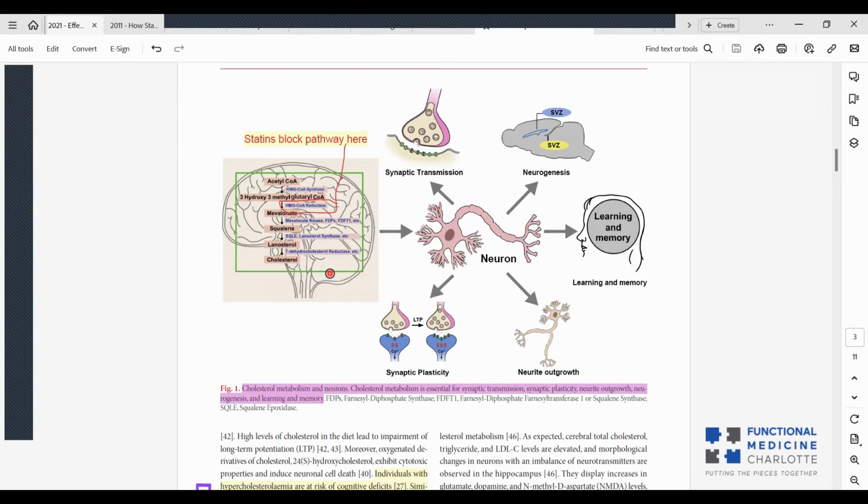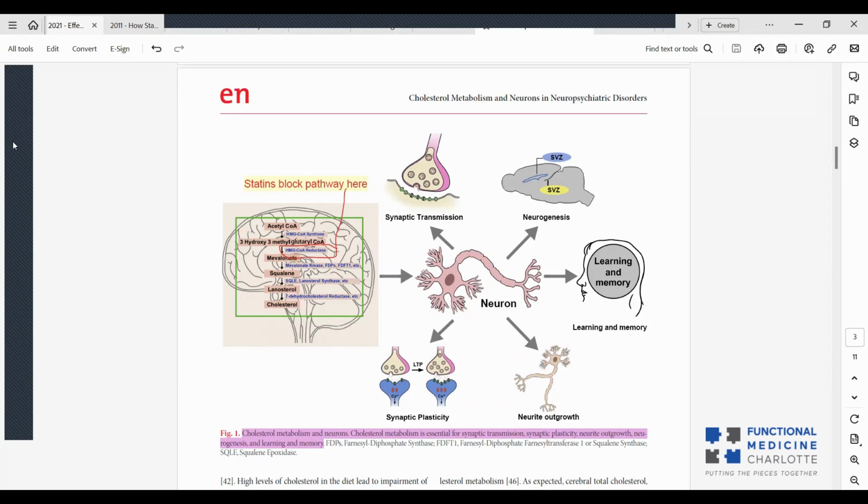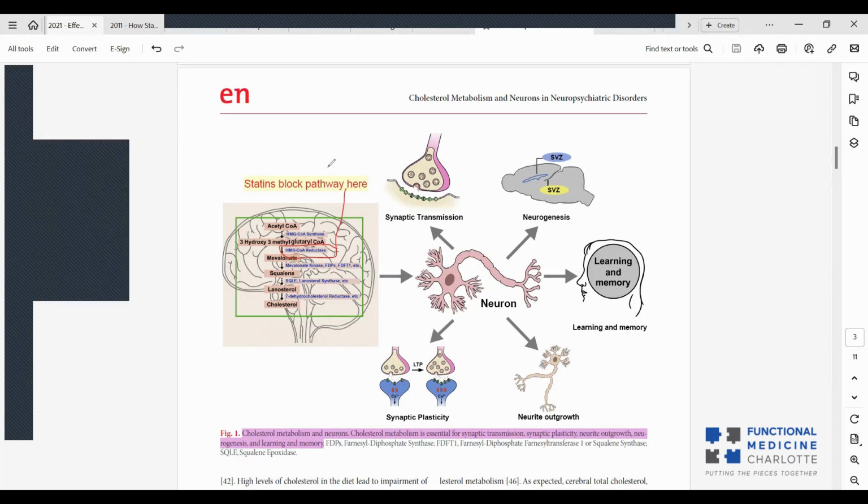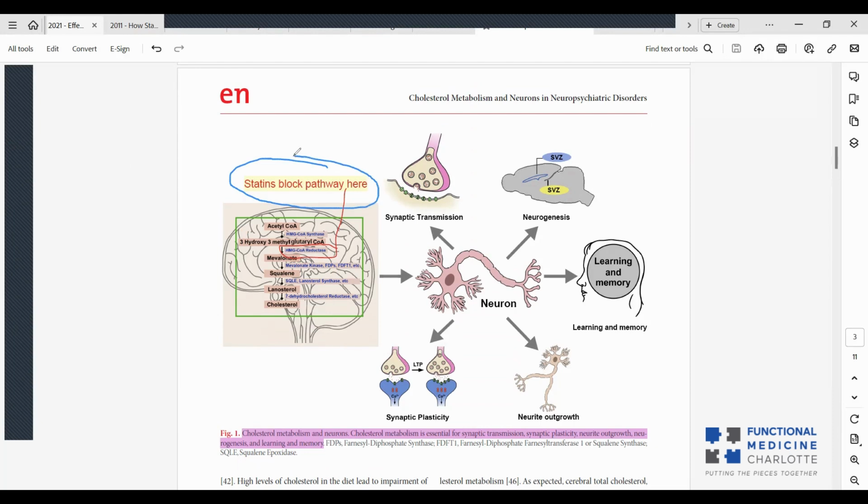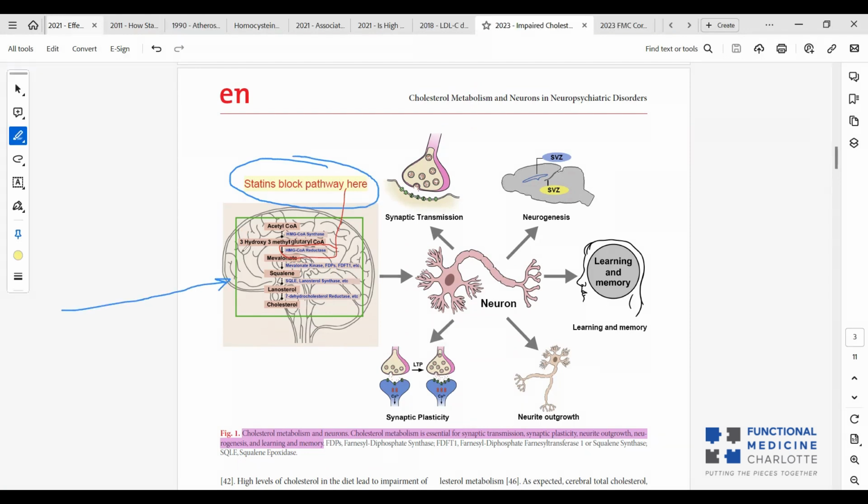Well, let's go up here to this image. I added this to the picture. This was not here. But here's a picture of your brain, and it's showing you the pathway for creating cholesterol in the brain. And you can see it's multiple steps. The second step uses an enzyme called HMG-CoA reductase. Well, statins block that step. So if we block there, you don't get the rest. You're not making cholesterol or any of these other reactions.